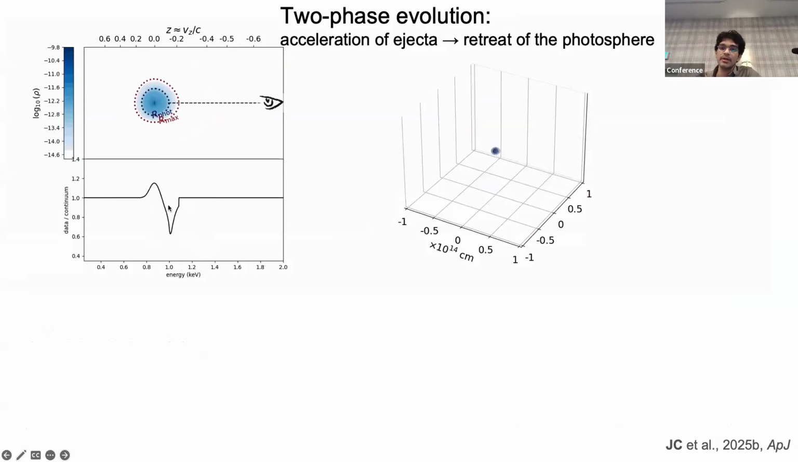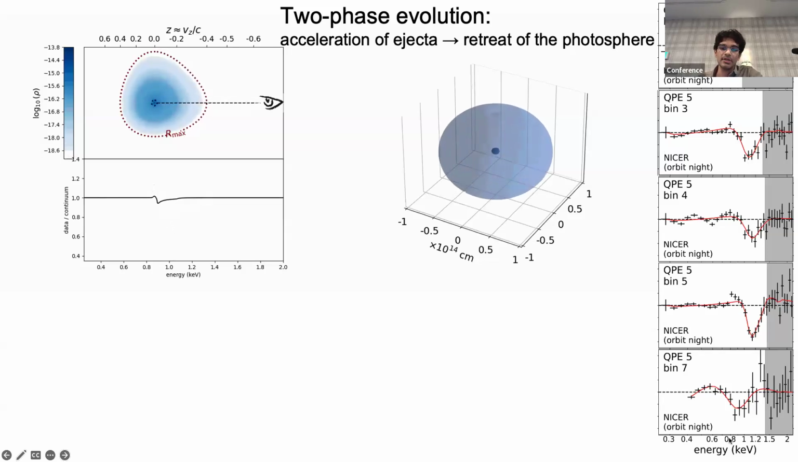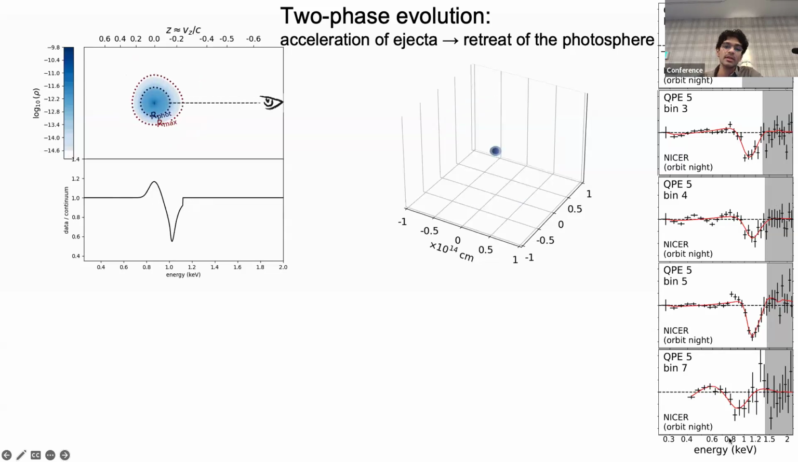So how does this compare to the actual observations? Here I've shown the spectral residuals over the course of one burst, and you can see qualitatively this behavior that's expected. So it's circumstantial and suggestive evidence, which is interesting.